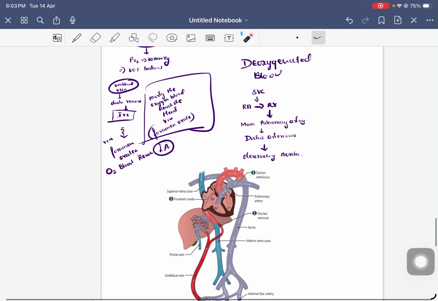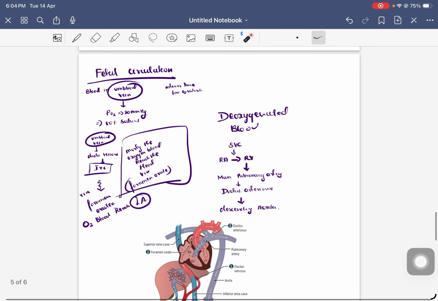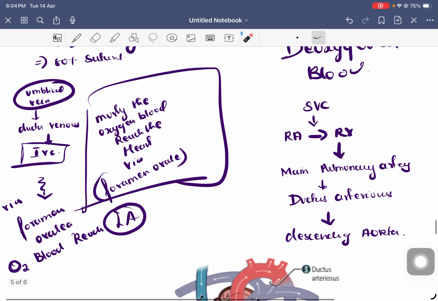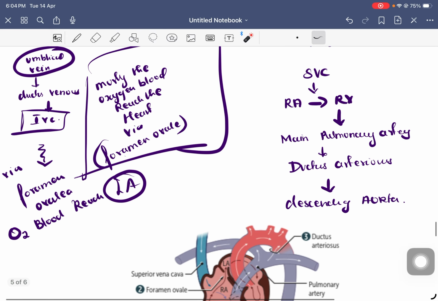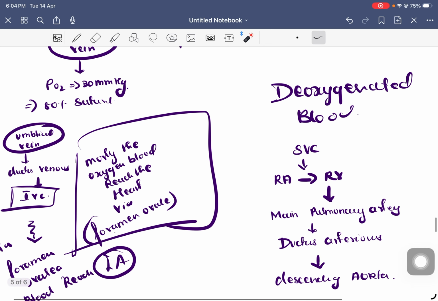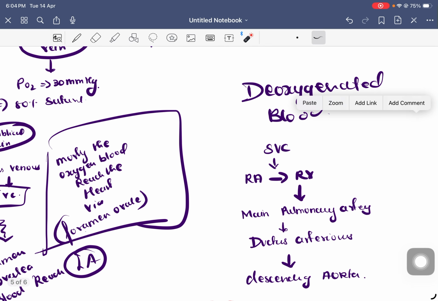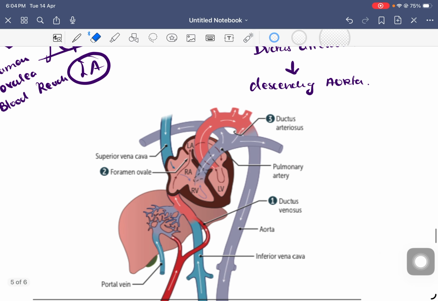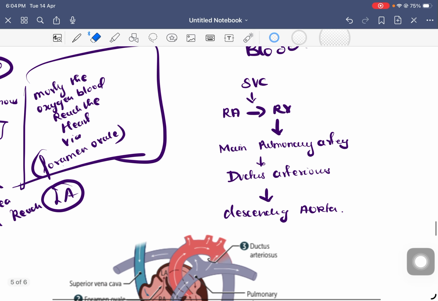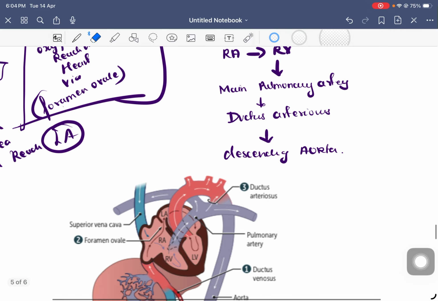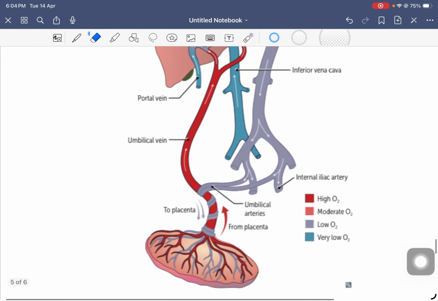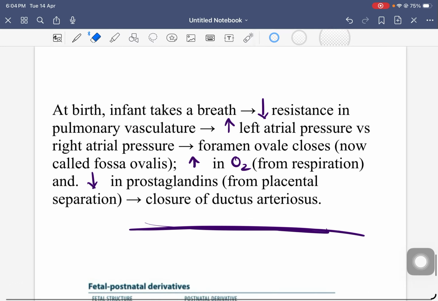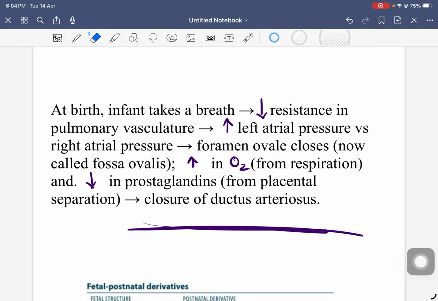Don't forget this diagram. First it will come from the umbilical vein, then to the ductus venosus, and then to the inferior vena cava via the foramen ovale, and it will reach the left atrium. For deoxygenated blood, the superior vena cava goes to the right atrium and then to the right ventricle. From there, main pulmonary artery, then ductus arteriosus, and then it will go to the descending aorta.